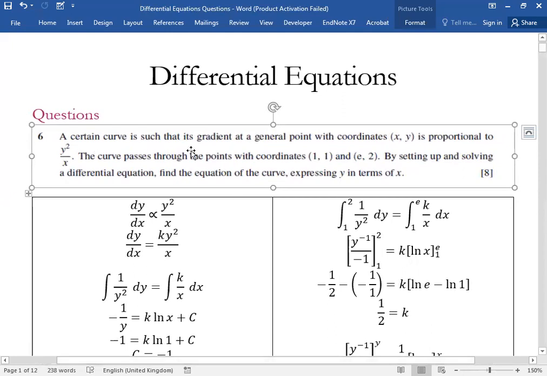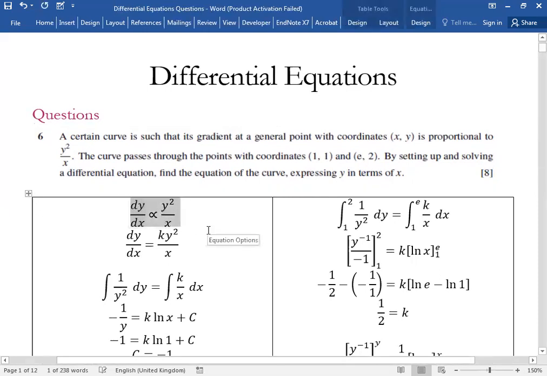A certain curve is such that its gradient at a general point with coordinates x, y is proportional to y square upon x. Just by reading this statement, this is what you can say, right or wrong? Again, इसमें बहुत ज्यादा वर्ड प्रॉब्लम्स ही ज्यादा हैं, तो पहले लिखते जाओ, साथ साथ लिखो, ताकि भाई हम लर्न कर रहे हैं तो हम समझ सकें. ग्रेडियंट क्या होता है? What is gradient, dy by dx? So the question is telling us that dy by dx is proportional to y square upon x. Is this clear? Now what do we do?